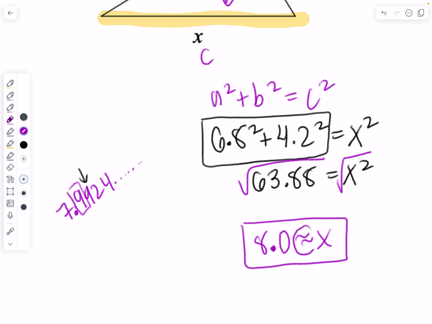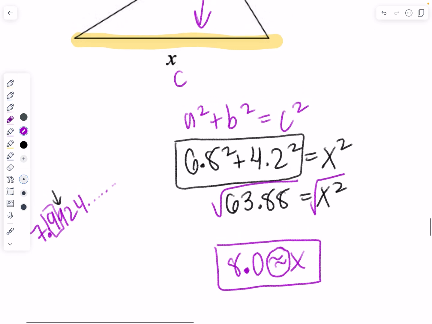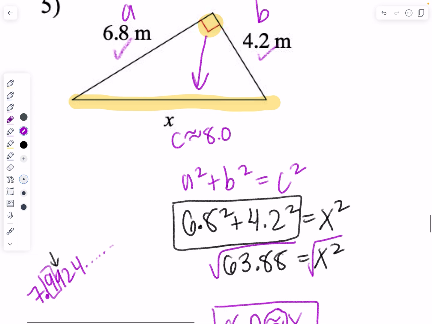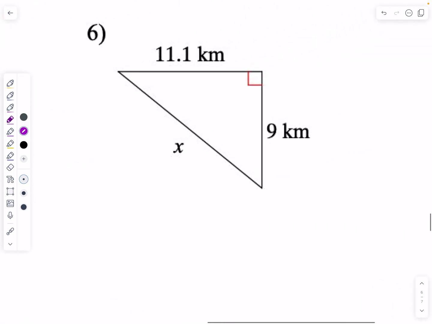This symbol right here just means it's rounded. It says approximately, which means it's about. Okay? Does that make sense as an answer? If x is about 8.0, is that bigger than 4.2? Yes. Is that bigger than 6.8? Yes as well.